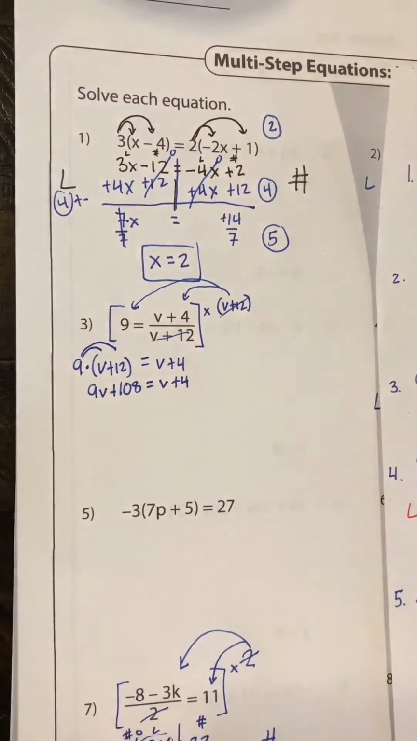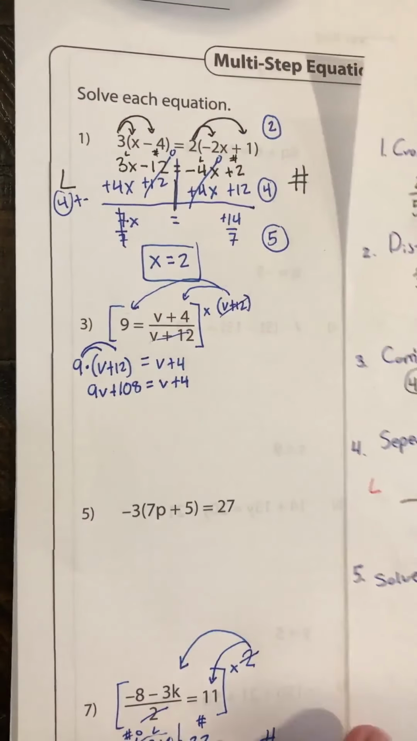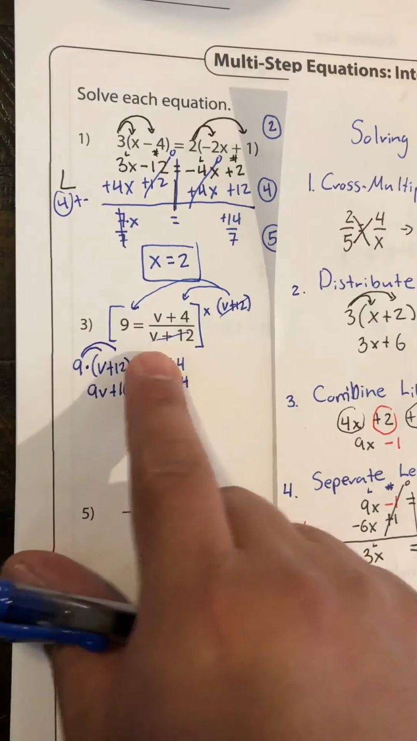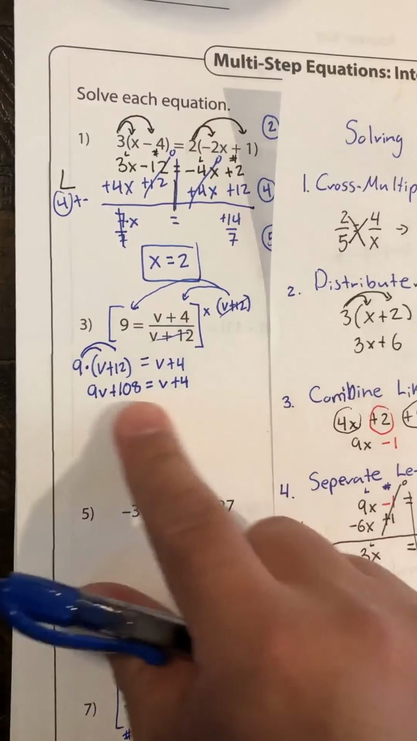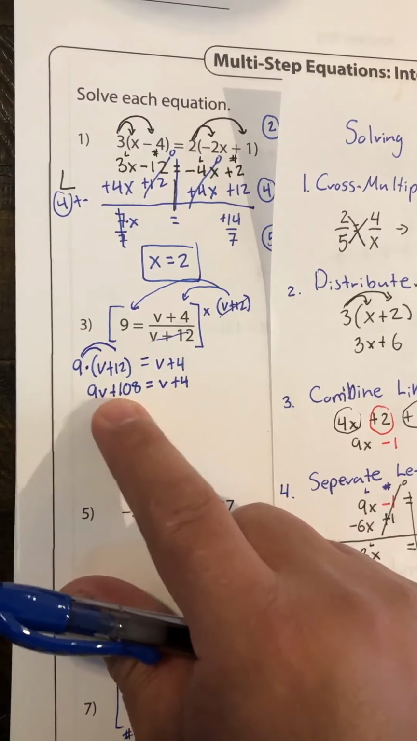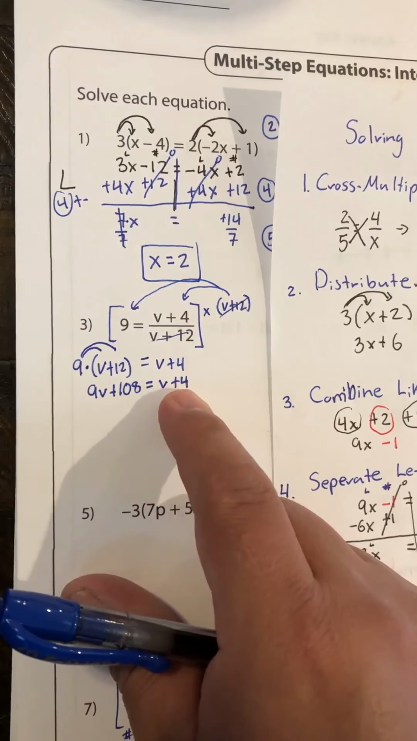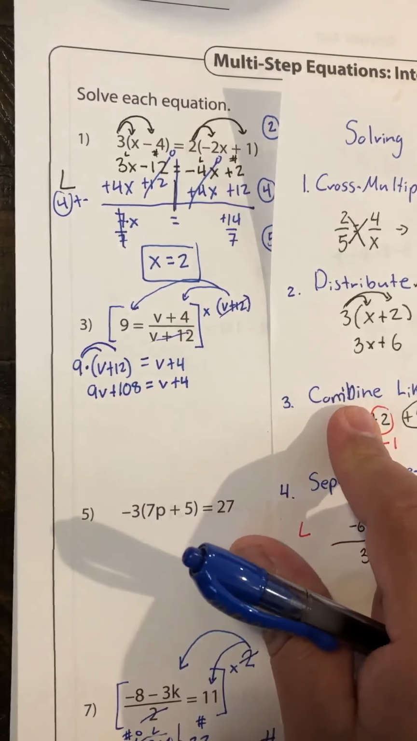So here, let's continue with our problem. And now that's kind of the distribution step. So let's check combine like terms. Can I combine these? No, they're not like terms, and V plus 4 are also not like terms. So there's no combining to be done here.